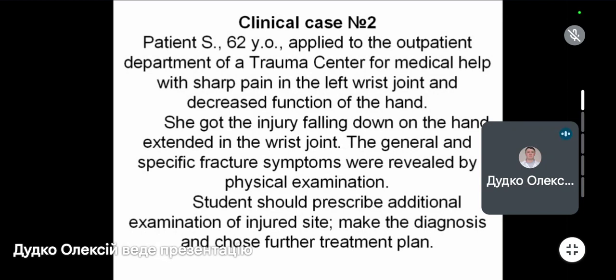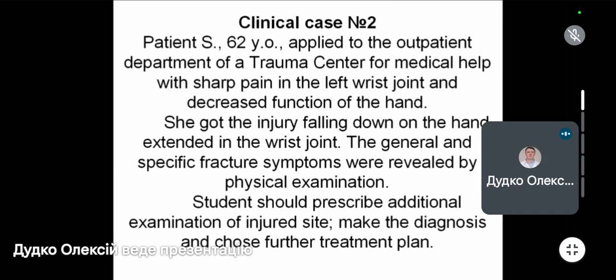Again, main symptoms are local deformity, which is called a bayonet deformity or maybe dinner fork-like deformity. There is also local crepitation and pathological mobility. Additional fracture symptoms are restriction of movement in the wrist joint, local swelling, pain, and hematoma in this area. That's what you should tell the examiner.